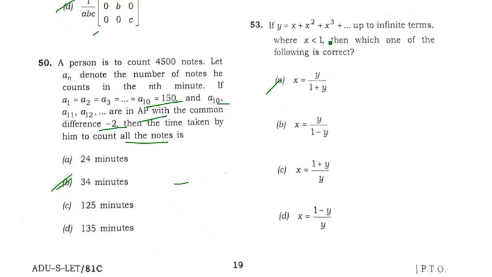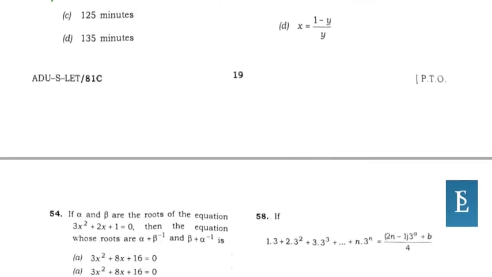y equal to x plus x square plus x cube plus dash up to infinite terms, where modulus of x is less than 1, then which one of the following is correct? So x equal to y upon 1 plus y, so option A.